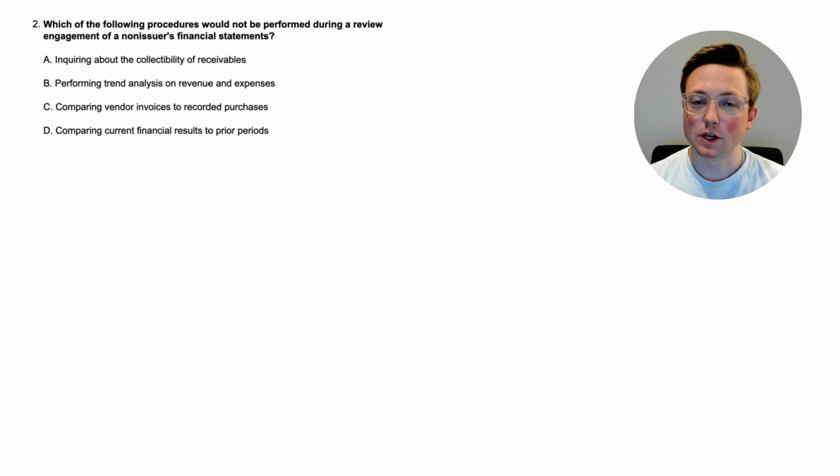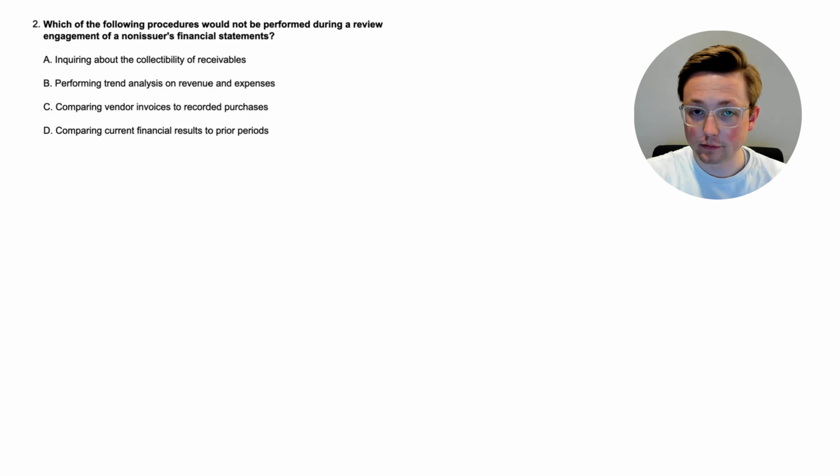All right, here we are at question 2. Which of the following procedures would not be performed during a review engagement of a non-issuer's financial statements? Okay, let's go through the options. Option A, inquiring about the collectability of receivables. Option B, performing trend analyses on revenue and expenses. Option C, comparing vendor invoices to recorded purchases. Or option D, comparing current financial results to prior periods.